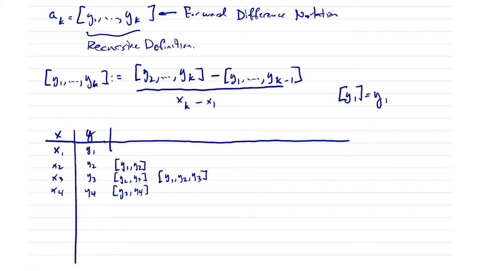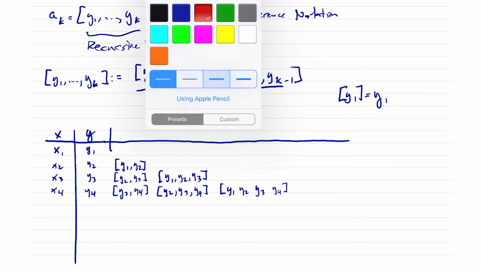And the next one here is going to be y2, y3, y4. And then over here is going to be y1, y2, y3, y4. Okay, so keeping this in mind, let's take a look and see what's going on here.